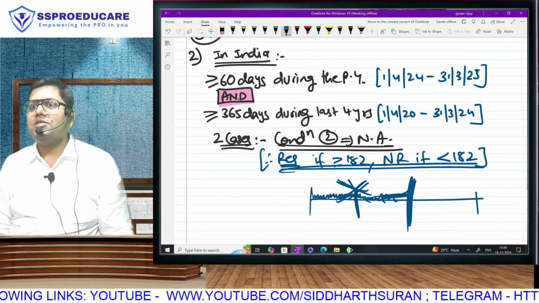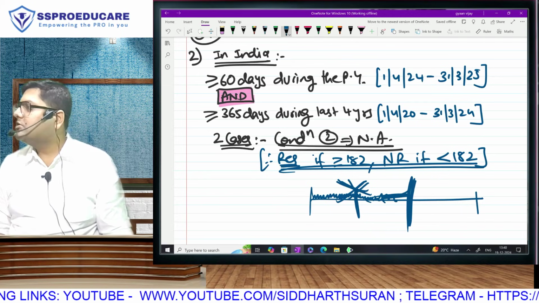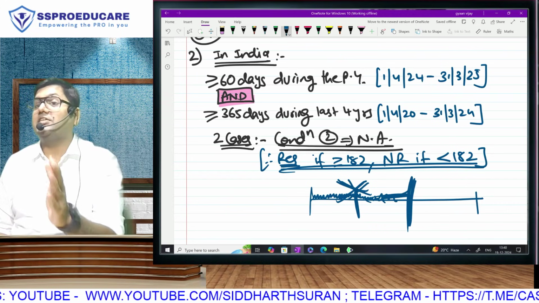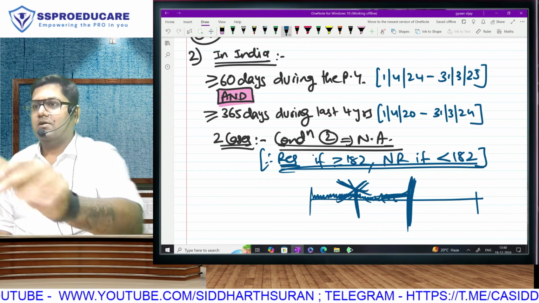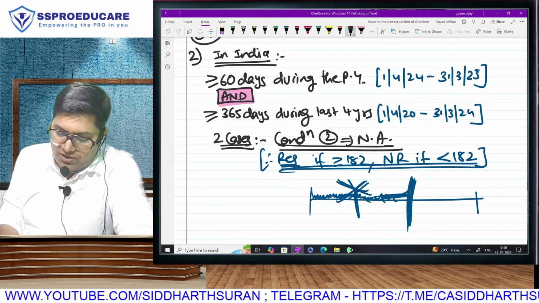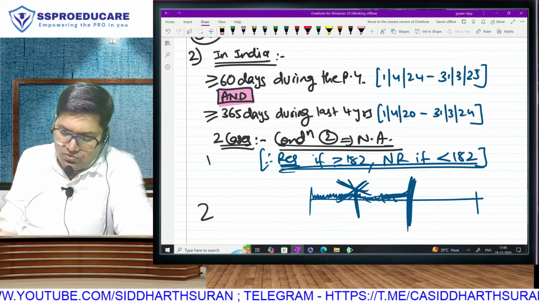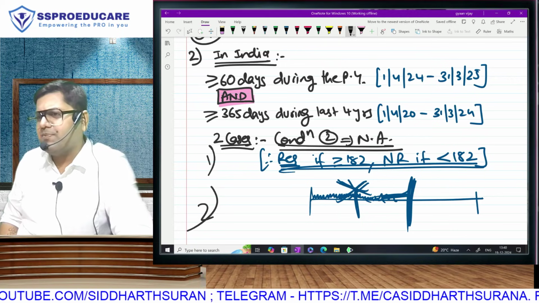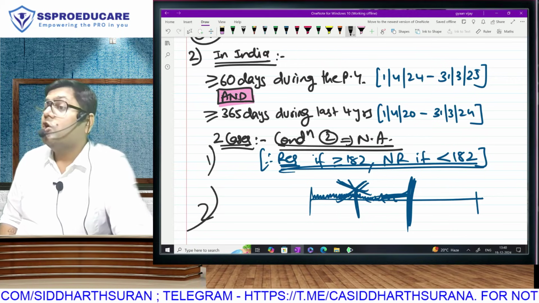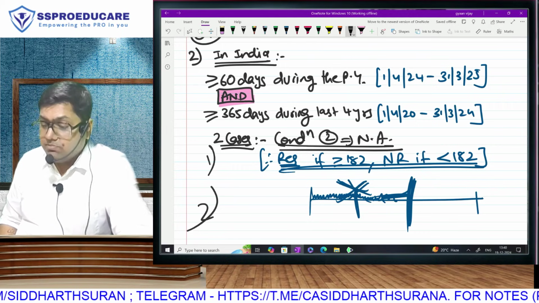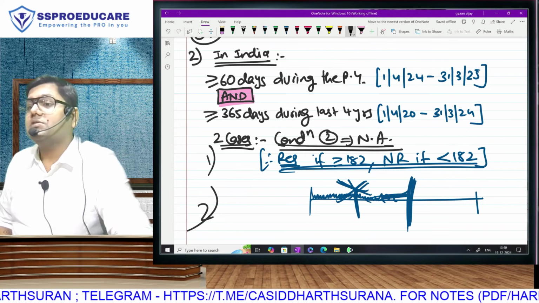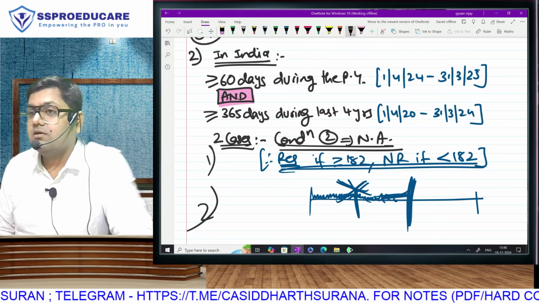Because the second condition, 60/365, is not applicable. If 60 is not applicable, that means they can become resident only after touching 182. See, for me it is very easy to give you the 2 cases, 1 and 2. 2 cases, 2 different people for whom 60/365 is not applicable.